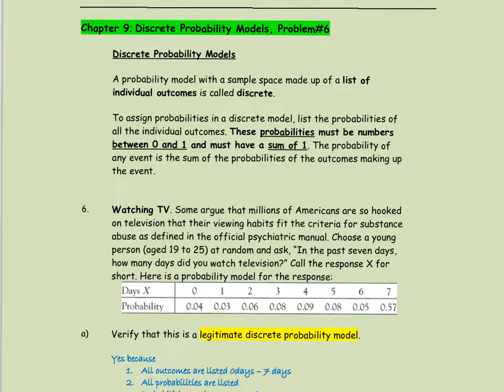Now here we're going to look at an example of a discrete probability model. Remember, the word discrete goes with outcomes that can be listed individually, like tossing a coin: heads, tails. They can be listed individually, so that would be discrete outcomes. So a discrete probability model is where the outcomes can be listed individually and their probabilities are also listed, so that would be called a discrete probability model.